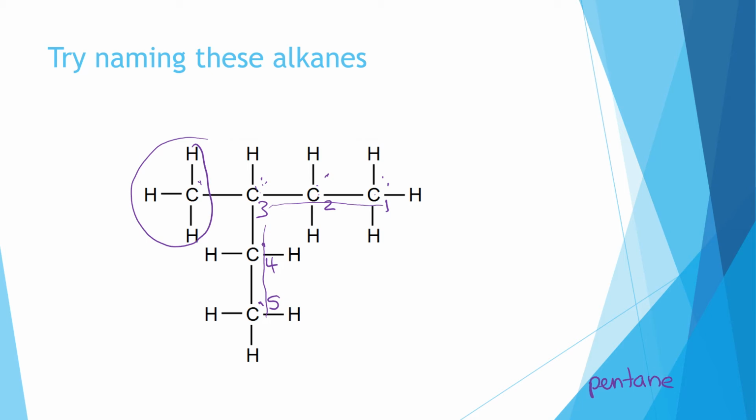Now we have on carbon number 3, there is 1 carbon. So this is a methyl group. So we go, it's methyl. And we need to provide an address, so it's 3-methyl pentane.